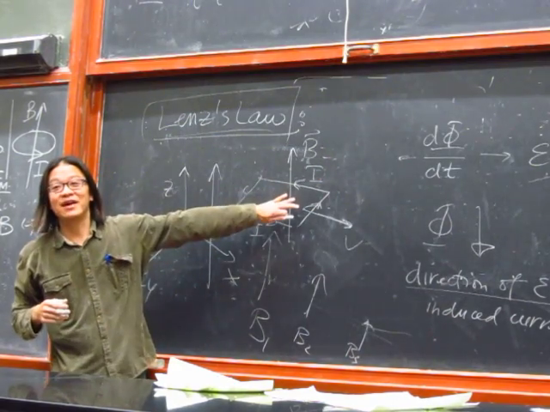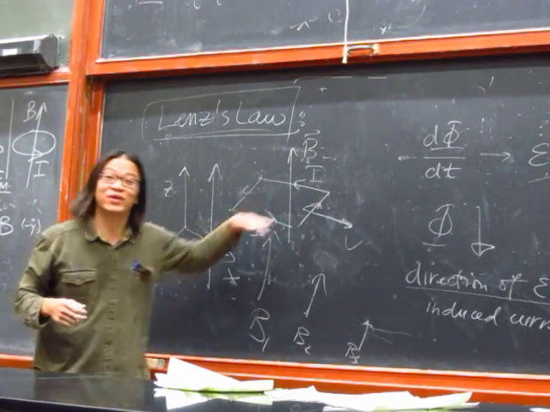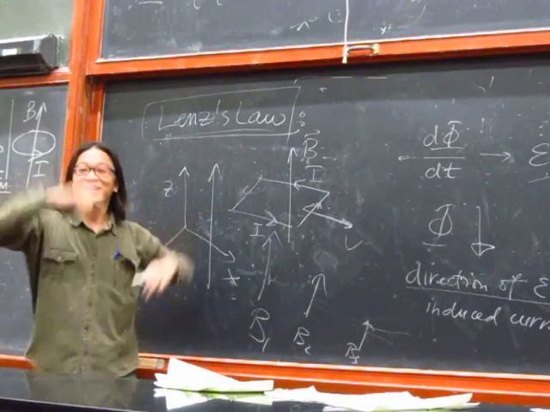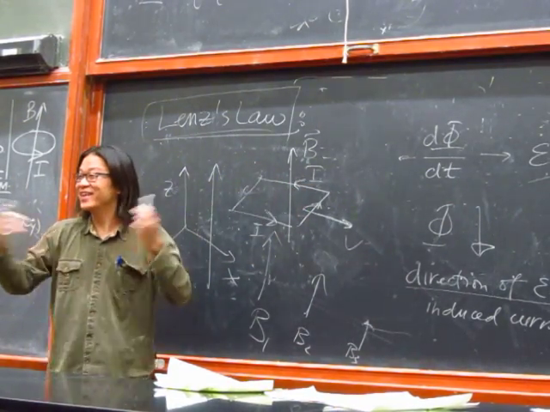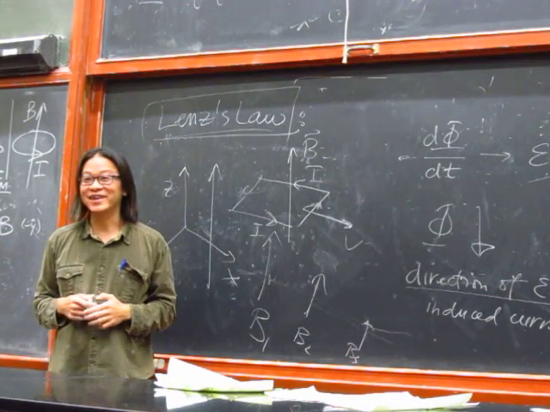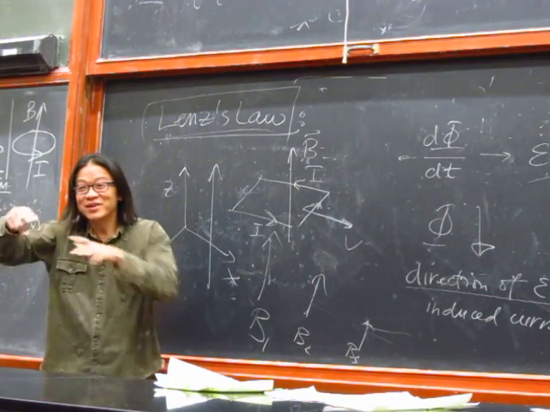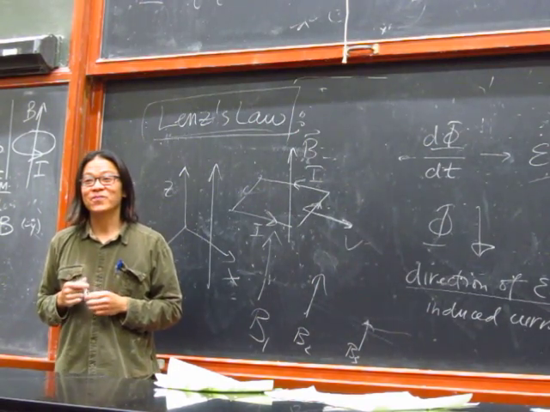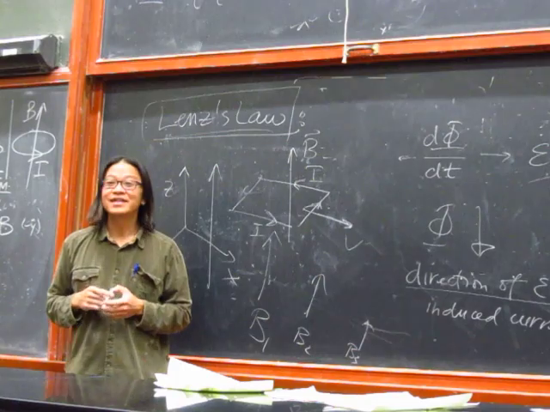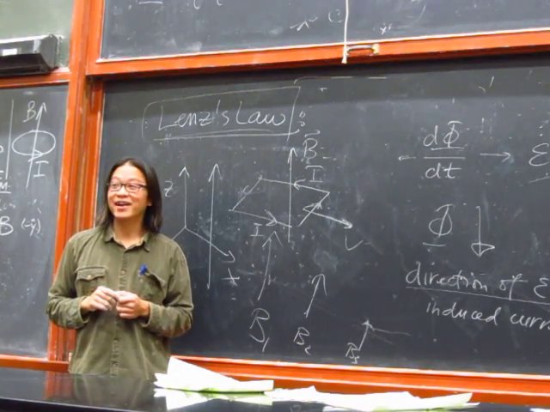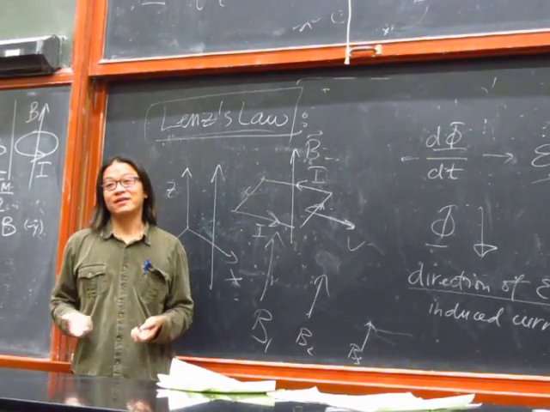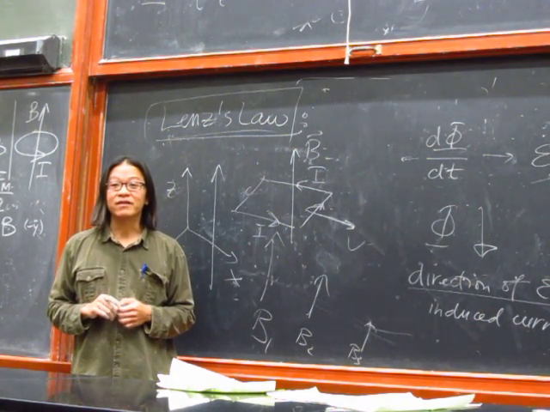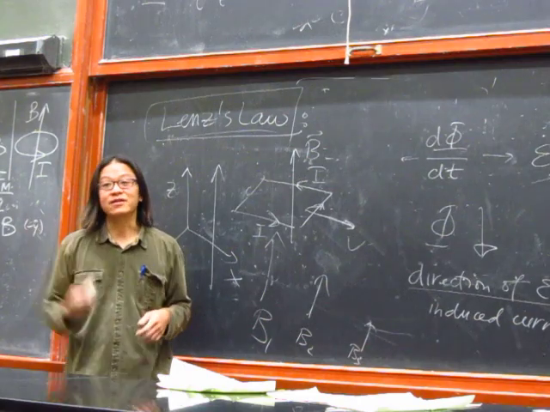I stopped the analysis there because you can do a regression: it creates another B field, and then creates another induced EMF, and the story goes on. But eventually it actually converges. We'll talk about that later on. There's a concept called self-inductance, and that's how an inductor works.